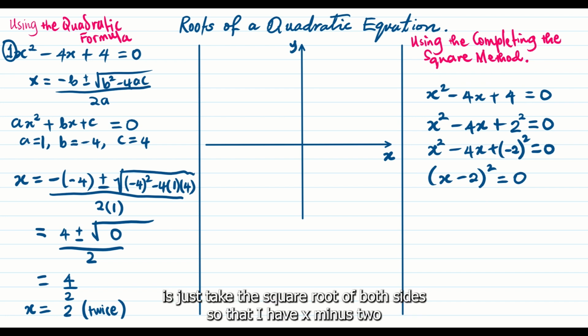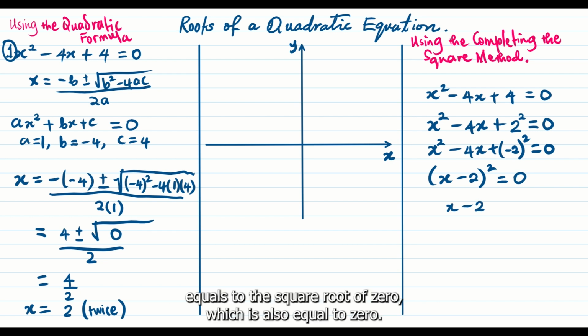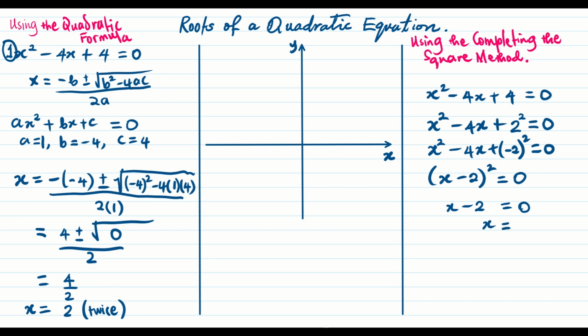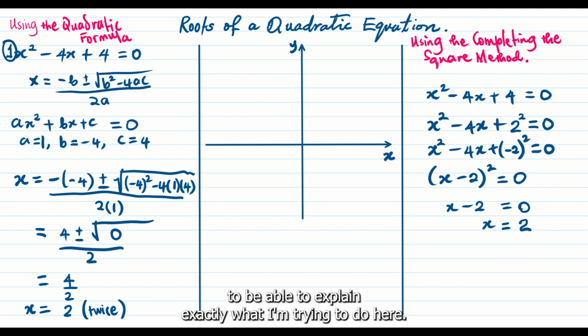Okay, so now I have that. All I just need to do is to take the square root of both sides, so that I have x minus 2 equals the square root of 0, which is also equal to 0. And then I have x equals 2. Now I've got both my methods right. All I need to do now is to sketch the graph, because I need sketching of the graph to be able to explain exactly what I'm trying to do here.